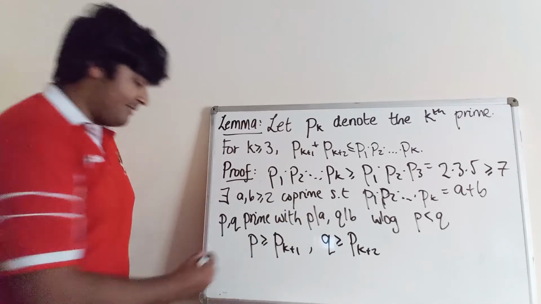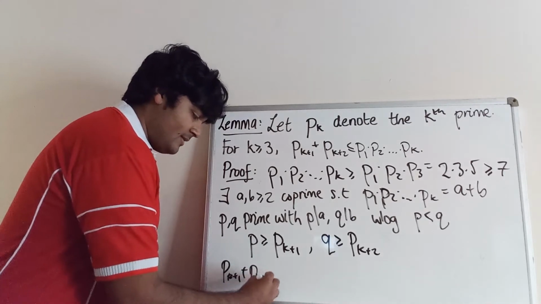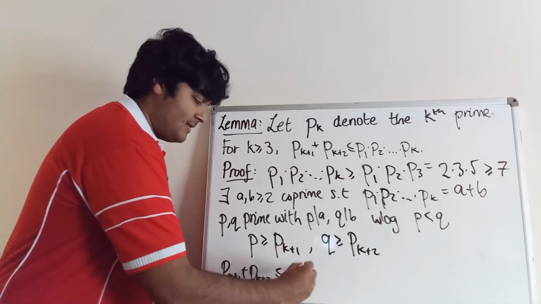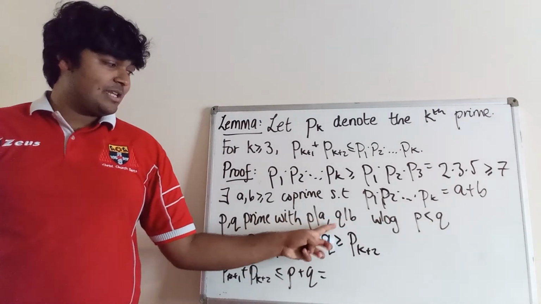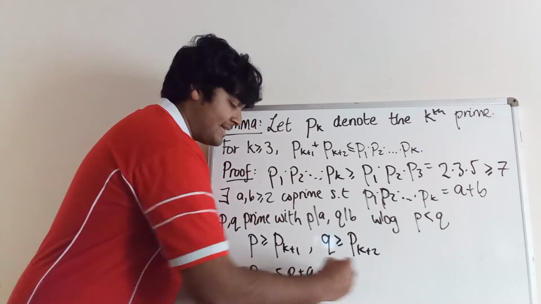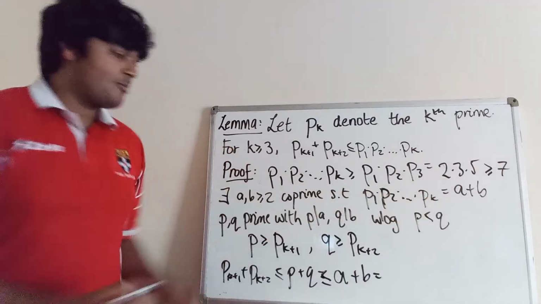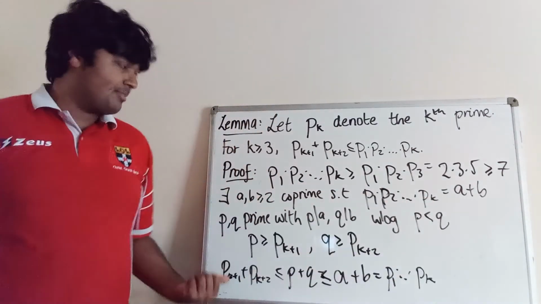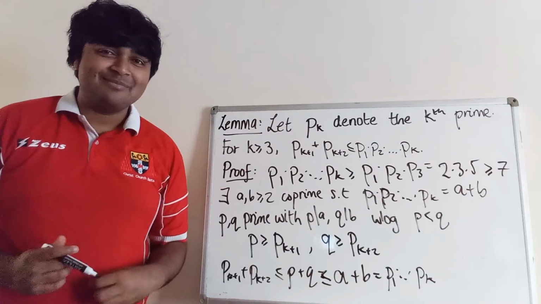So all in all, we have that p(k+1) plus p(k+2) must be less than or equal to P plus Q. But that, because P is less than or equal to A and Q is less than or equal to B, must be less than or equal to A plus B. And that, we know, is just the product of the first k primes. And that gives us the proof for our lemma. Let me clean up the whiteboard and we'll continue.